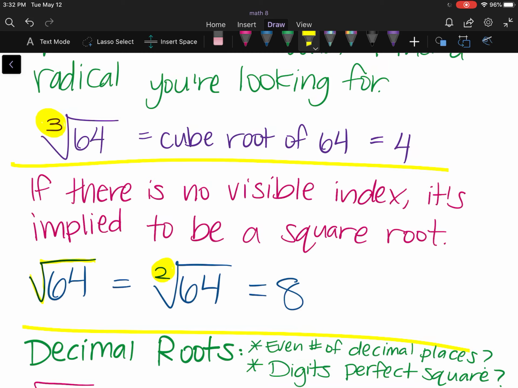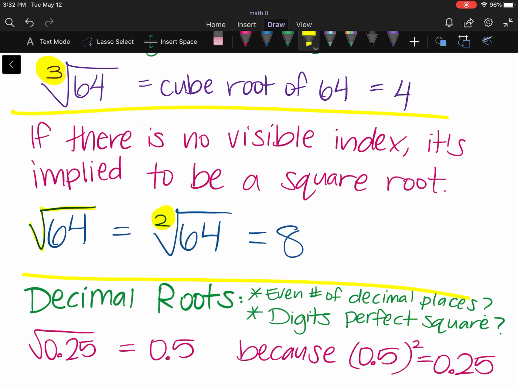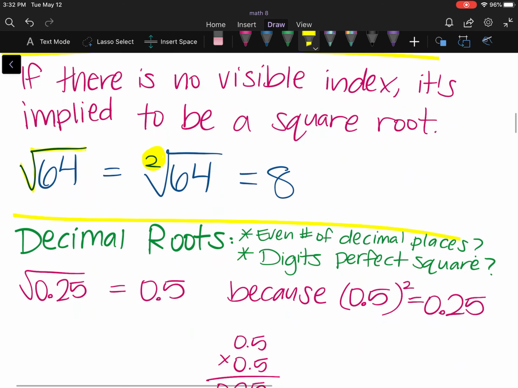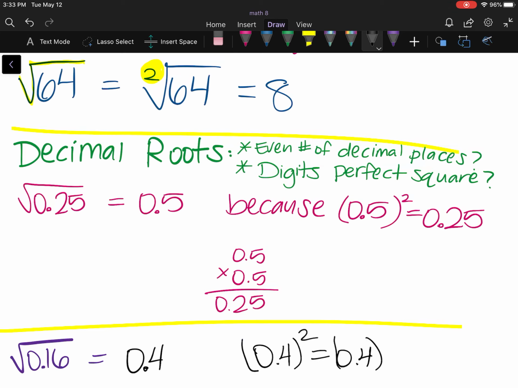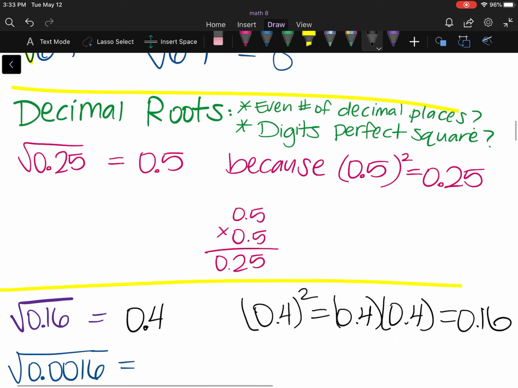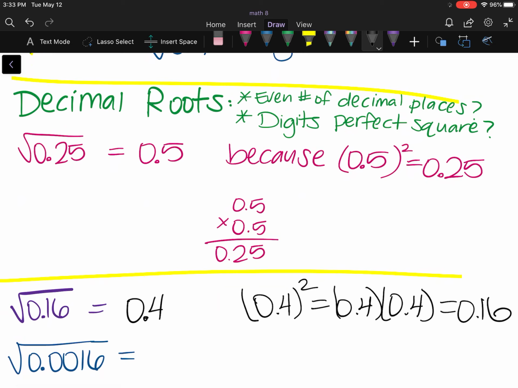Now when you're doing decimal roots, you have to ask: are there an even number of decimal places for decimal square roots, and do the digits form a perfect square? So the square root of 0.25 equals 0.5 because 0.5 times 0.5, or 0.5 squared, equals 0.25. The square root of 0.16 is equal to 0.4, because 0.4 squared, or 0.4 times 0.4, equals 0.16.